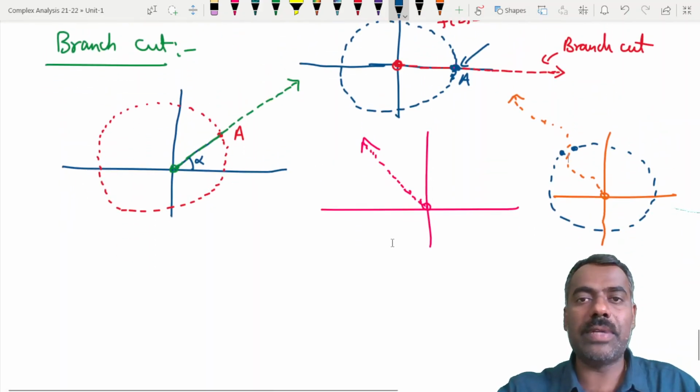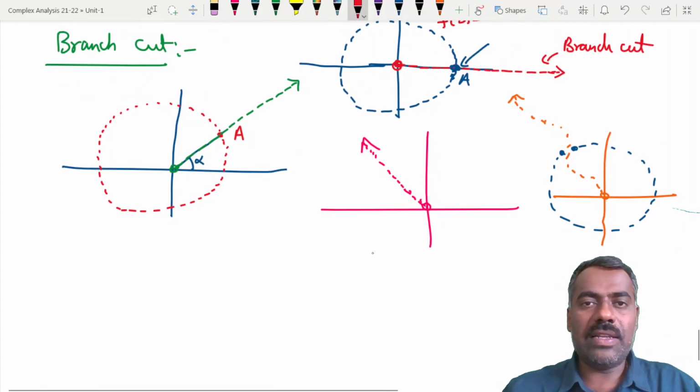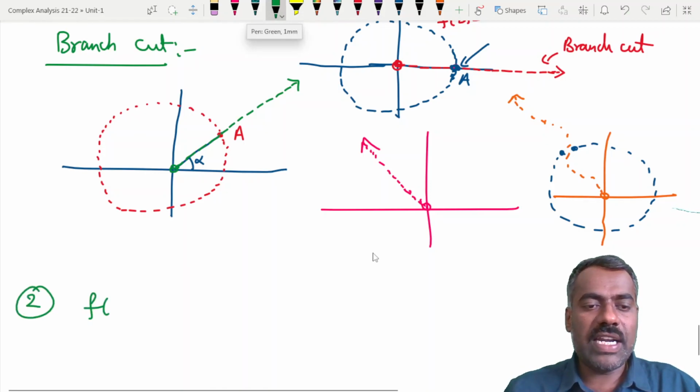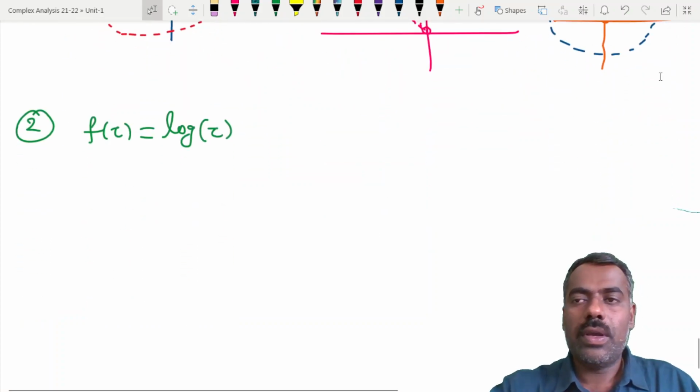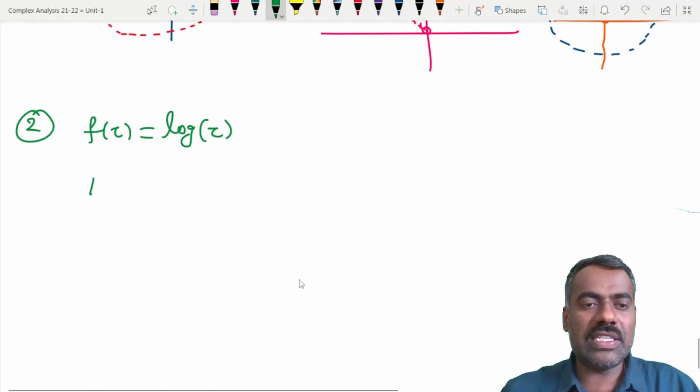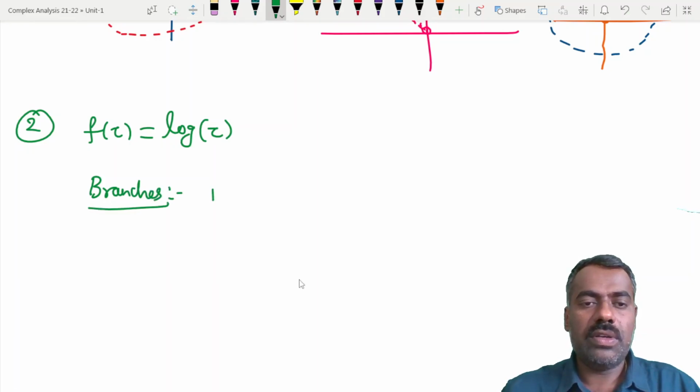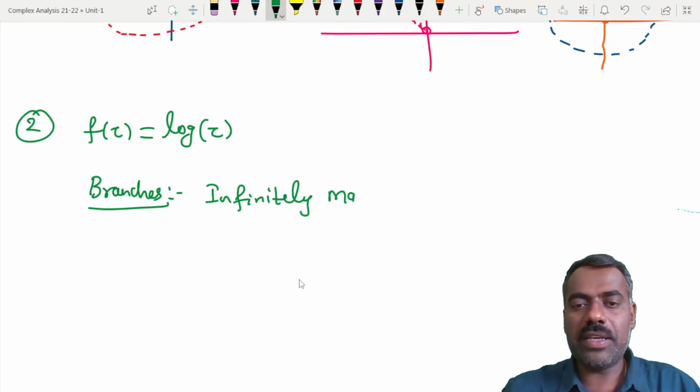We have spent a lot of time for Z to the power half. Now let's quickly go to another example. f of z equal to log z, natural logarithm. This logarithmic function, if you take, then quickly see this. We have infinitely many branches. How many branches it will have? You will have infinitely many branches. Yes or no?